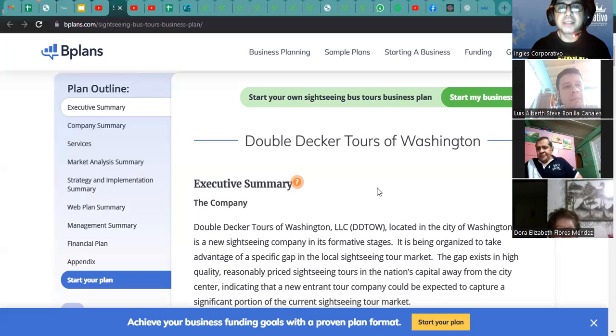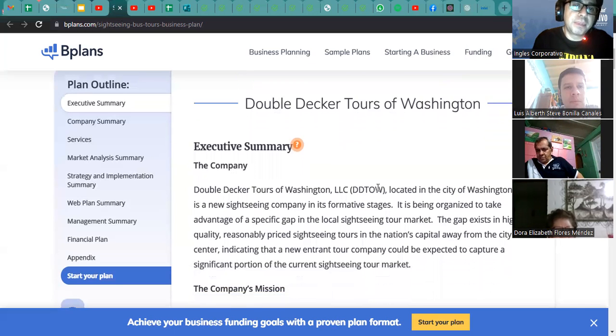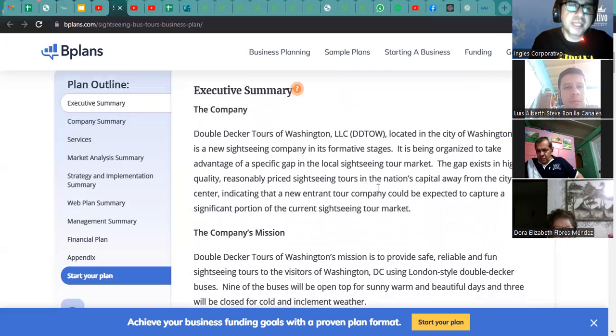Okay, so this is the name of the company, Double Decker Tours of Washington. As you see, the name is about tourism, right? So let's pretend that we are going to be presenting on this one, and that we're going to understand the company and the business plan to check how it goes. And of course, we're going to check some vocabulary and other things here.